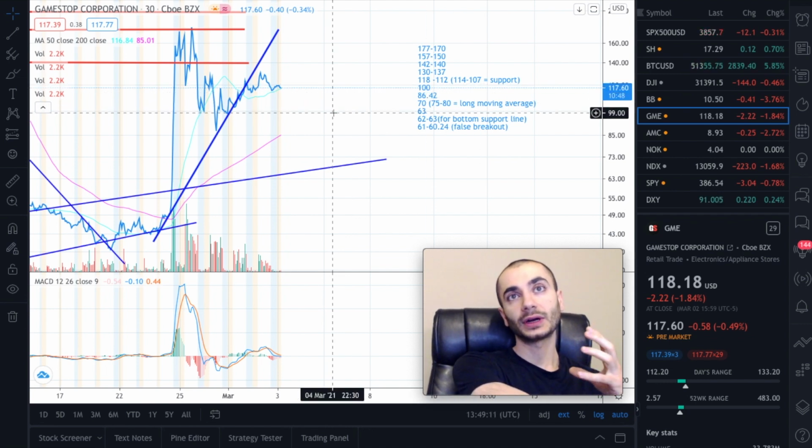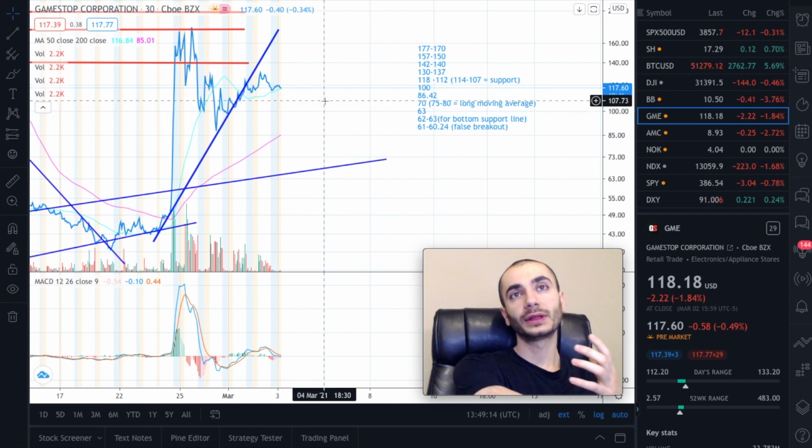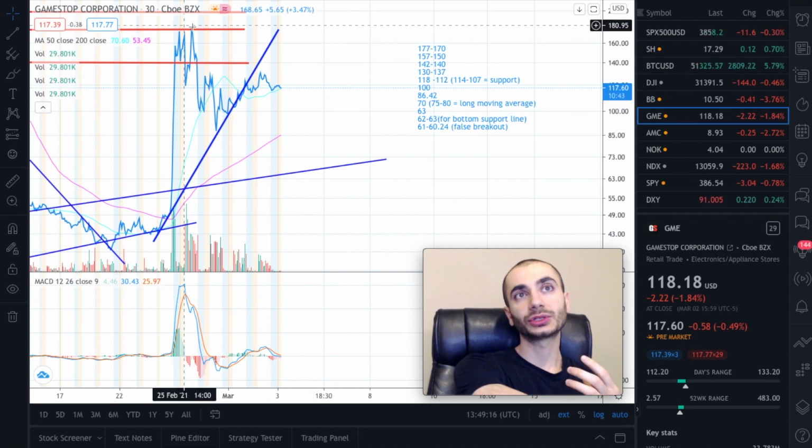Now, if you think it's going to start tanking, I'm going to cover that, just because of that downward trend resistance line that I drew.